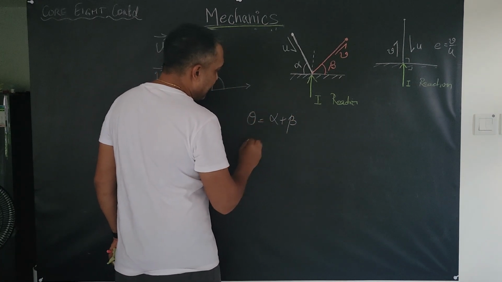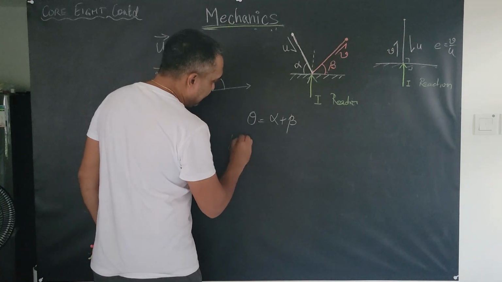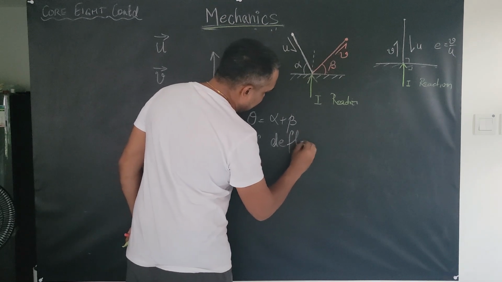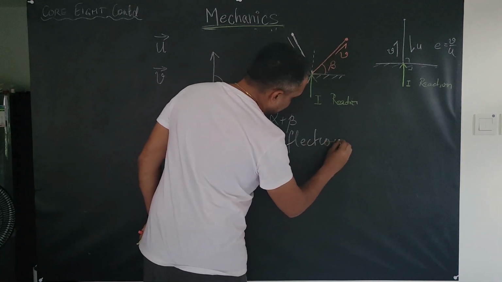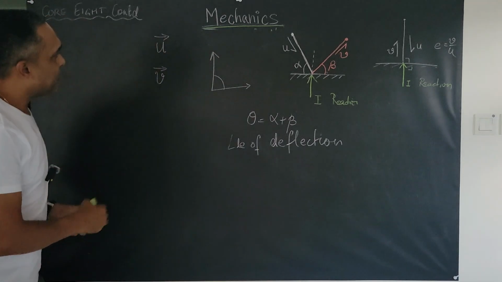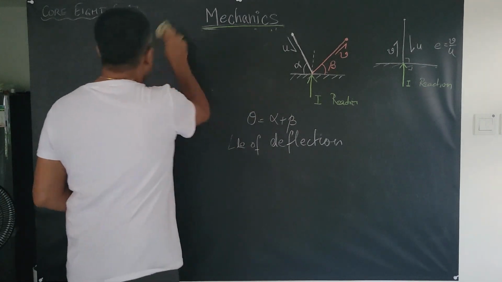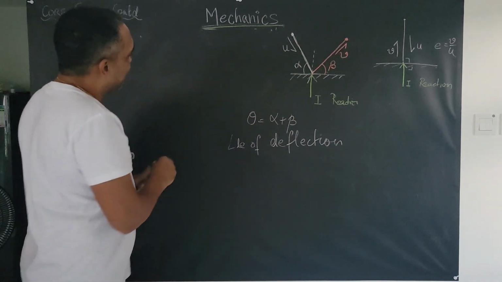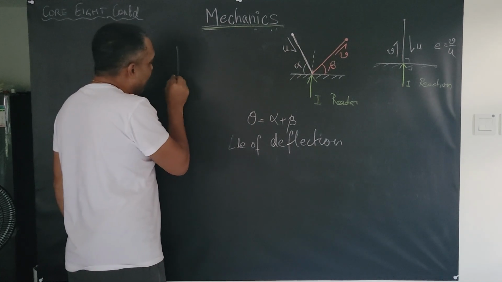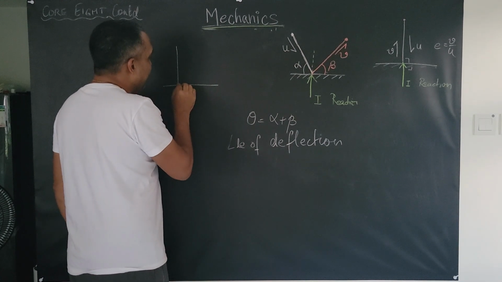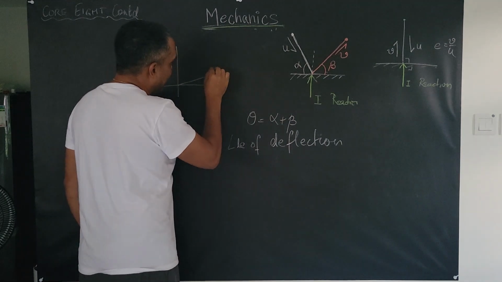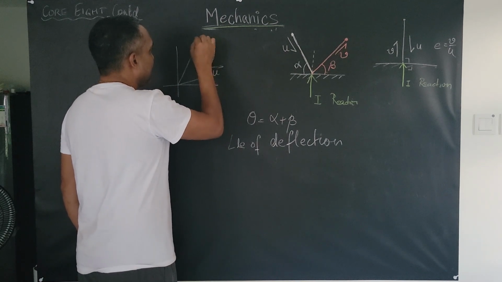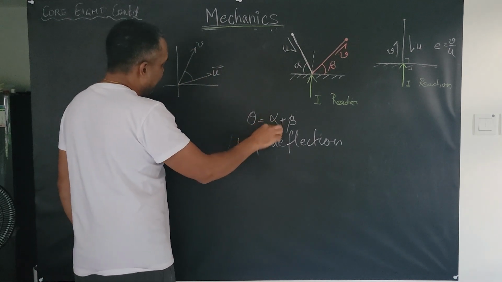Some people say theta and they call it the angle of deflection. Usually the reason they call it so is that it's the angle of the two vectors. Better if I did it on a coordinate system: if I came in with a u vector, and if this was the v vector, then this angle is alpha plus beta.